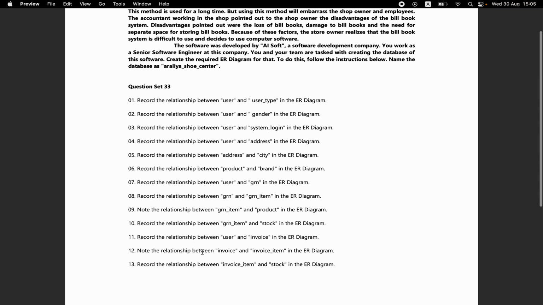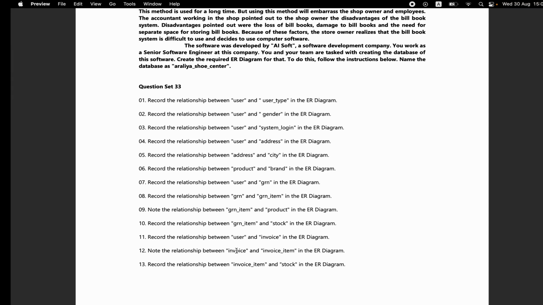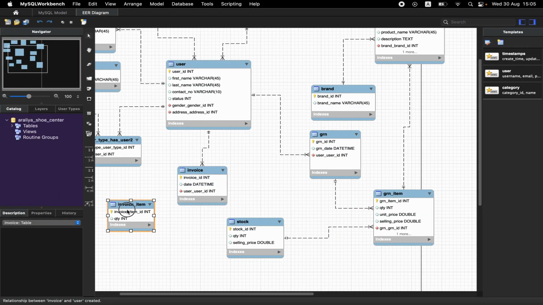12th one is note the relationship between invoice and invoice item in the ER diagram. An invoice can have many invoice items, but one invoice item can only be in one invoice. So therefore the relationship is one to many.